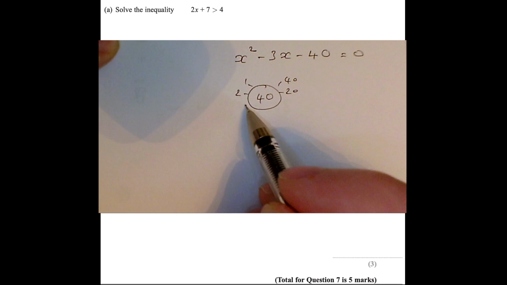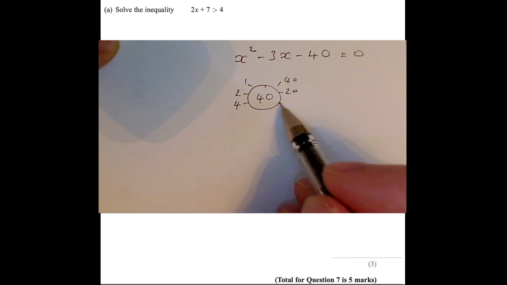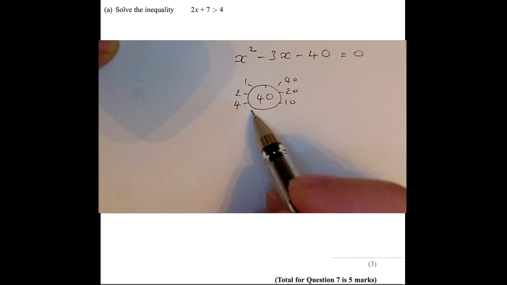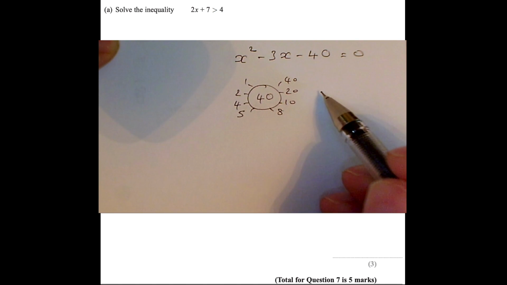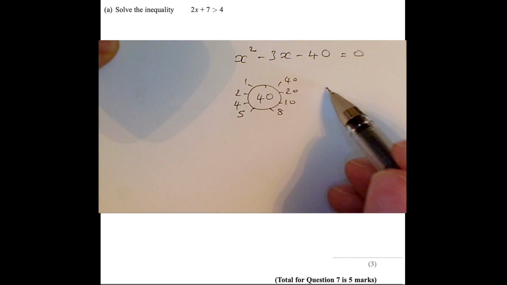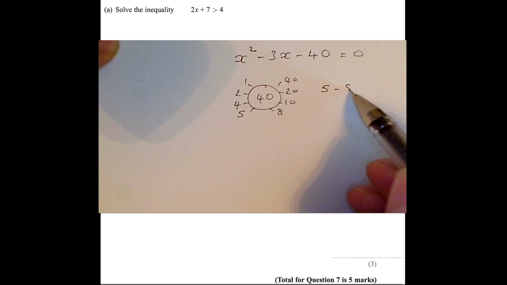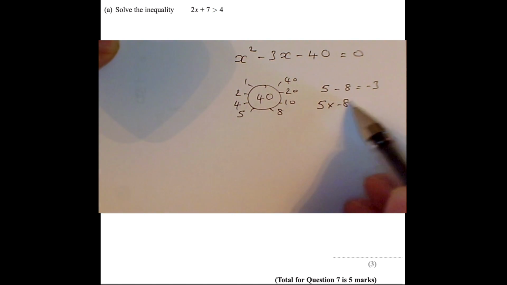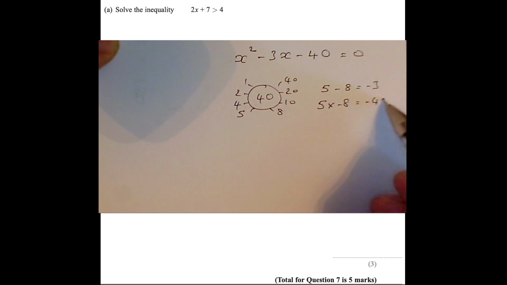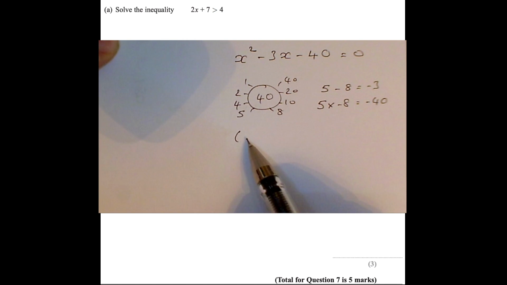So where did I get that 40 from? It's 1x squared times by the last number, 40, or minus 40. And I'm going to find out the factors of 40 in this factor bug. 1 times by 40 is 40, 2 20s are 40, etc. 4 10s are 40, 5 8s. I'm going to stop at 5 8s because I can see that I can make a minus 3 out of a 5 and an 8. 5 take away 8 is minus 3, and 5 times by minus 8 is minus 40. And they're my two answers.